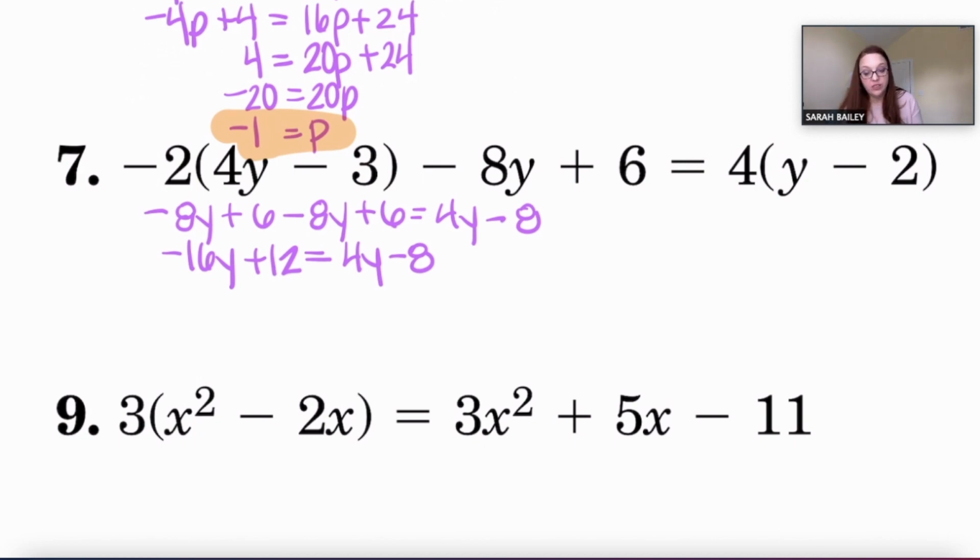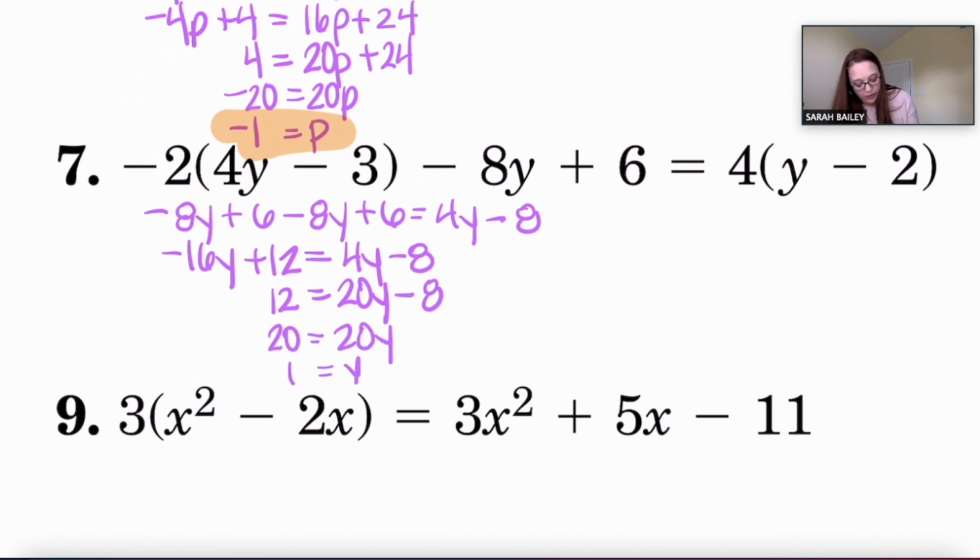All right, I can either add 16y to both sides or subtract 4y on both sides. I'm going to add the 16y. So I'm going to do 4y plus 16y, which gives me 20y. Bring down the minus 8. Now I'm going to add 8. So I do 12 plus 8, which is 20. So I get that 20 equals 20y, which means 1 is equal to y.